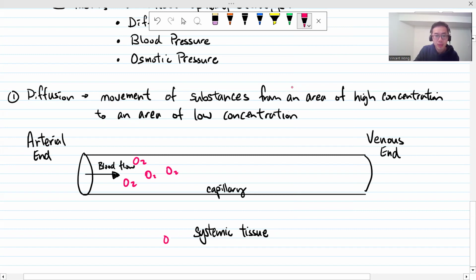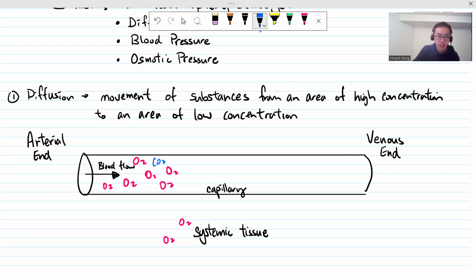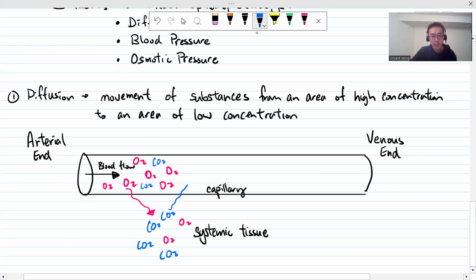The systemic tissue will have some O2 as well, but not as much because you have been using it, right? And this blood will have a little bit of carbon dioxide, but not a lot. But you're gonna have a lot of carbon dioxide in the systemic tissue because you're doing cellular respiration, which takes glucose and oxygen, producing carbon dioxide and water. So when this happens, what will end up occurring is the oxygen is gonna diffuse out from high concentration to low concentration, and the carbon dioxide is gonna diffuse in.